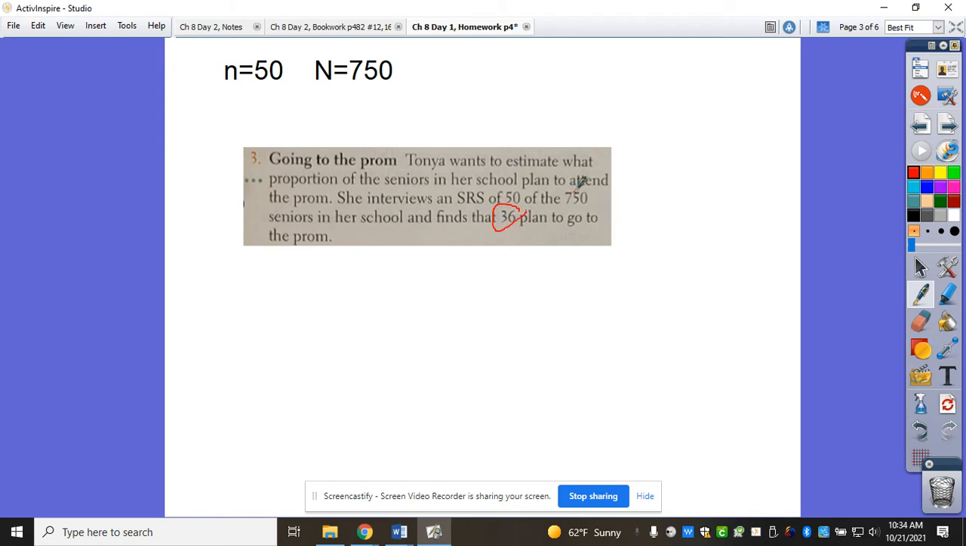So because this one's talking about proportion, what symbol are we using for point estimate? P hat. And I find P hat by doing what divided by what? Which gives me in this problem what? 0.72. 0.72. Yeah.